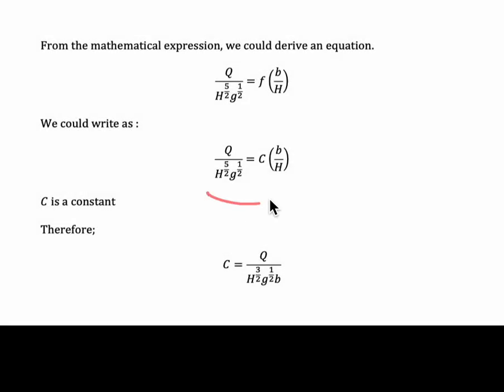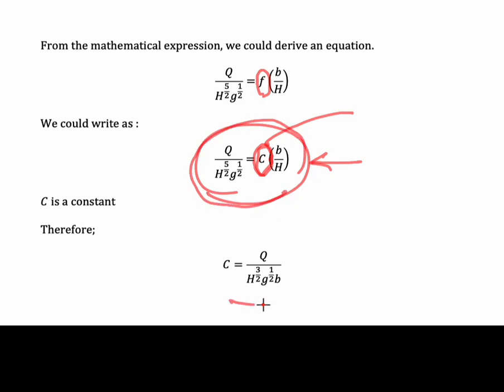And then when we replace the words is a function of with the constant, it becomes an equation, but it is not complete. Why? Because the value of the constant needs to be found. So how do we calculate the value of C? We just rearrange the equation, so the value of C can be written as q over h to the power of 3 over 2 and square root g b.